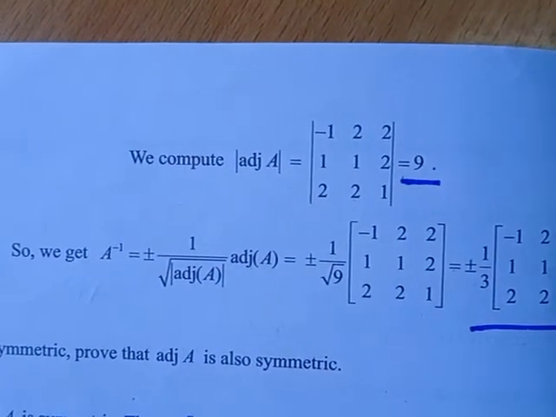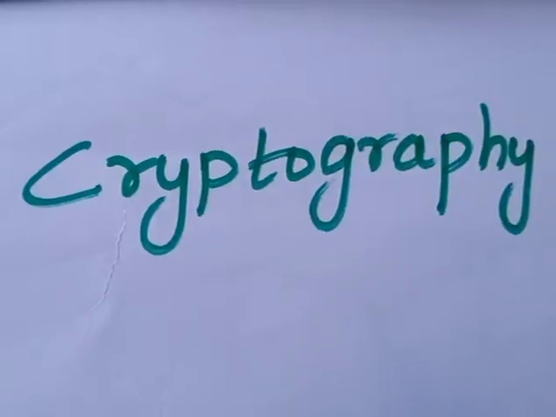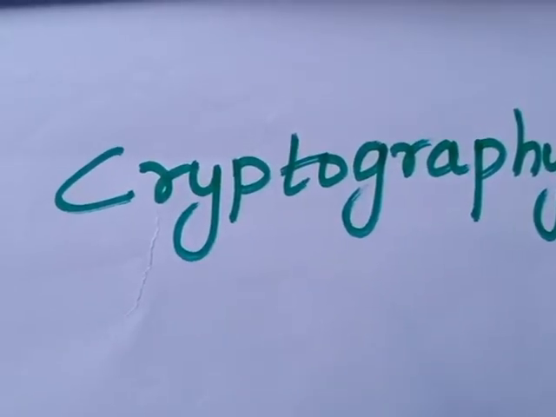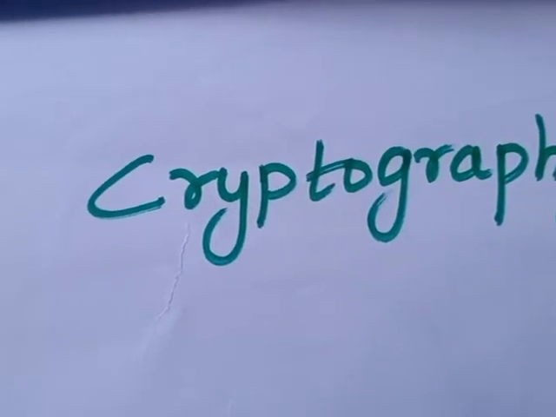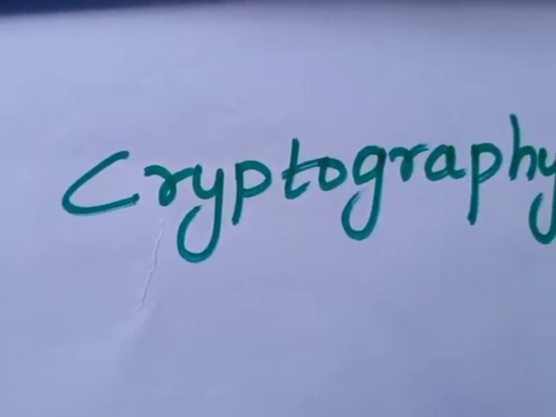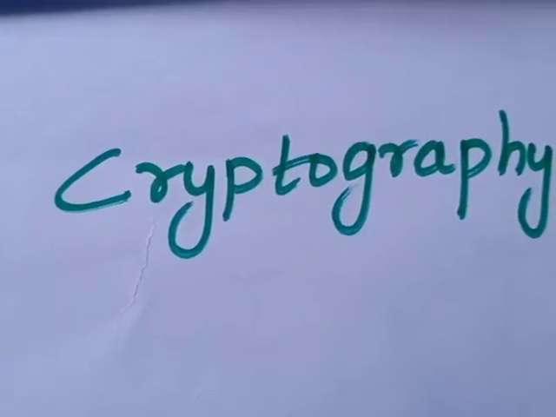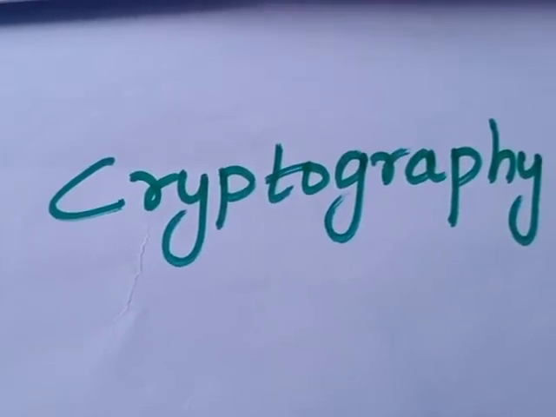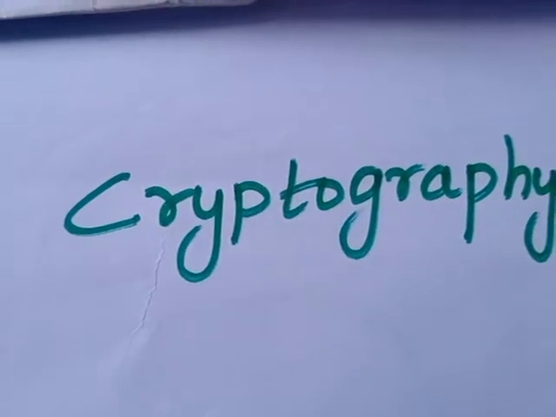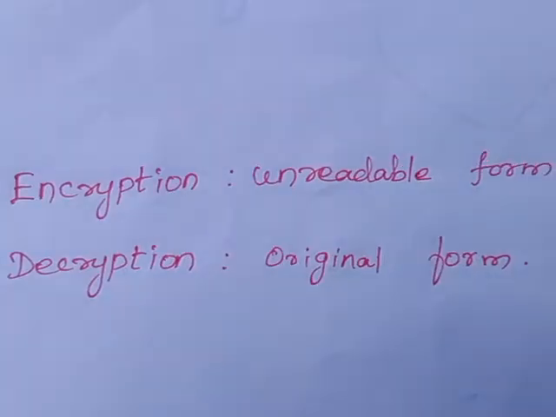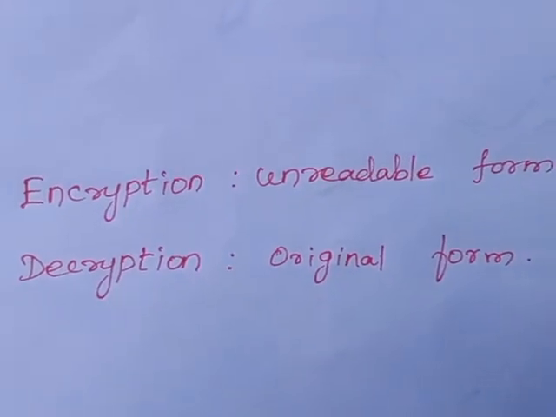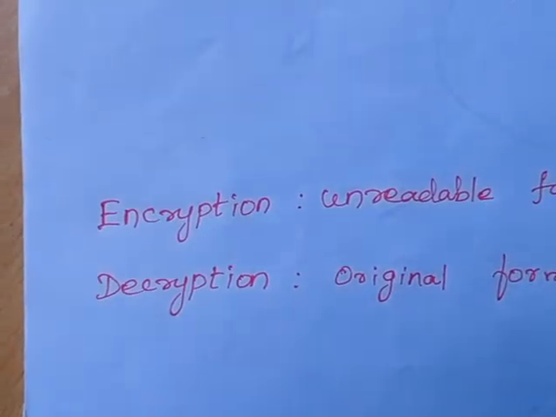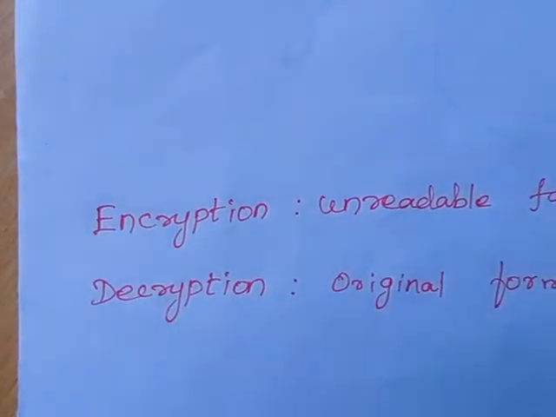The next topic is application of matrix to cryptography. Cryptography is an art of communication between two people, the sender and receiver, by keeping the information not known to others. It is based upon two factors, namely encryption and decryption. Encryption means the process of transformation of information into unreadable form. Decryption means the transformation of the coded message back into the original form.